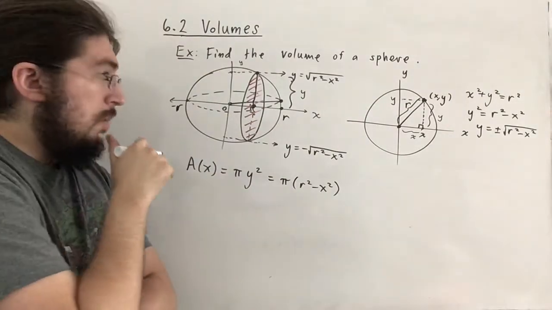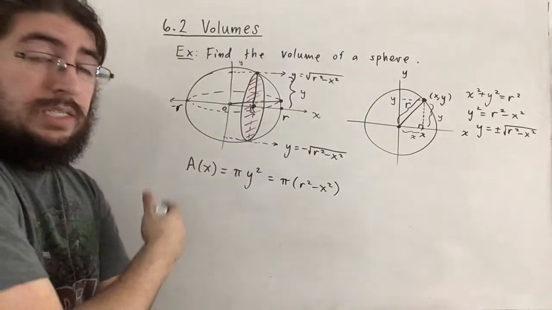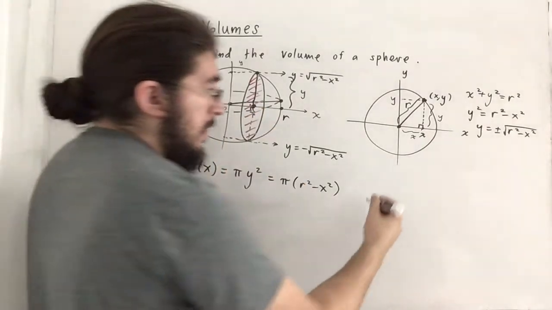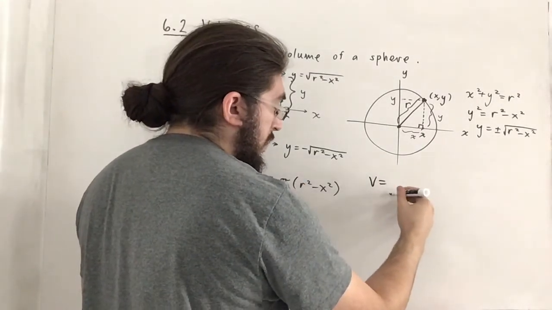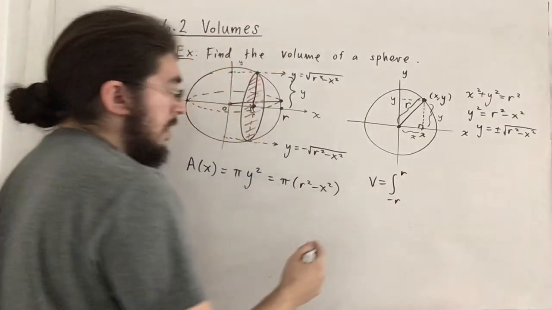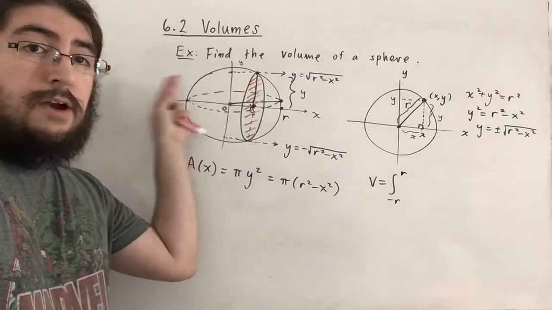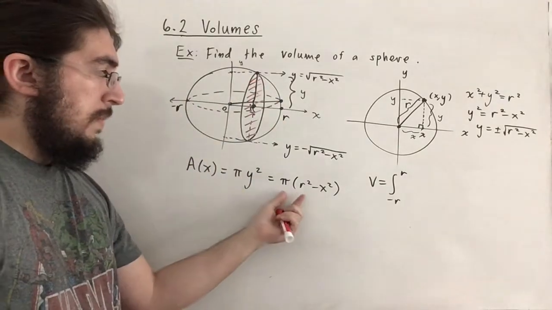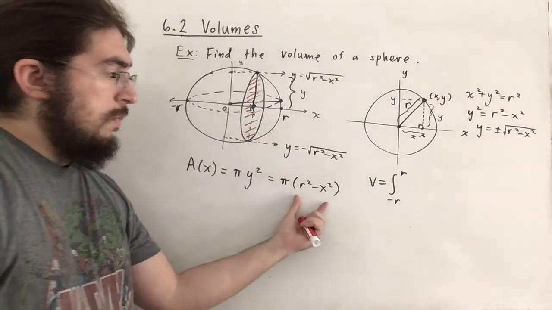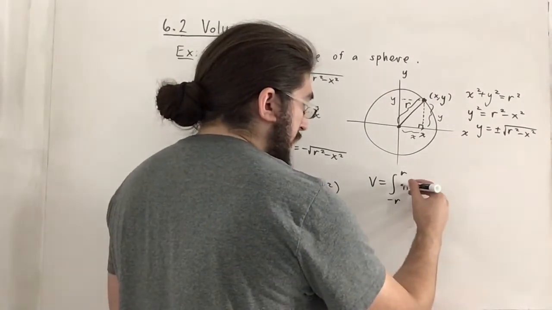Now what? Well, now the volume of the sphere is just one integral away from this. And notice we're going from negative r to r. So let's see if this works out. So the volume, of course, according to this will be the integral from negative r to r of these areas. So it's going to be pi times y squared, but y squared ends up being r squared minus x squared. So let me just write that in here.